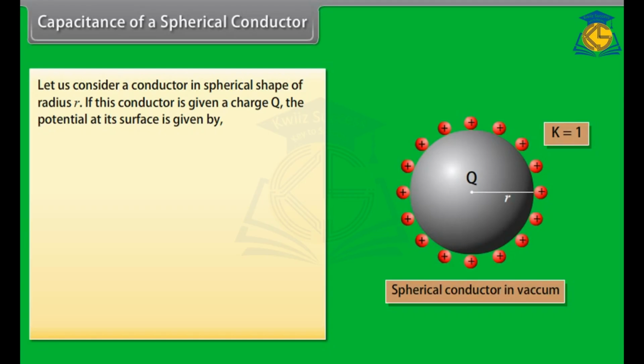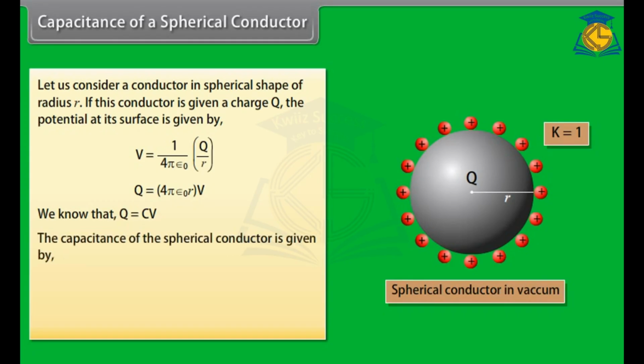If this conductor is given a charge Q, the potential at its surface is given by V is equal to 1 upon 4 pi epsilon naught multiplied by Q upon R. It can be written as Q is equal to the product of 4 pi epsilon naught R and V. We know that Q is equal to CV. On comparing the above equations, the capacitance of the spherical conductor is given by C is equal to 4 pi epsilon naught R.